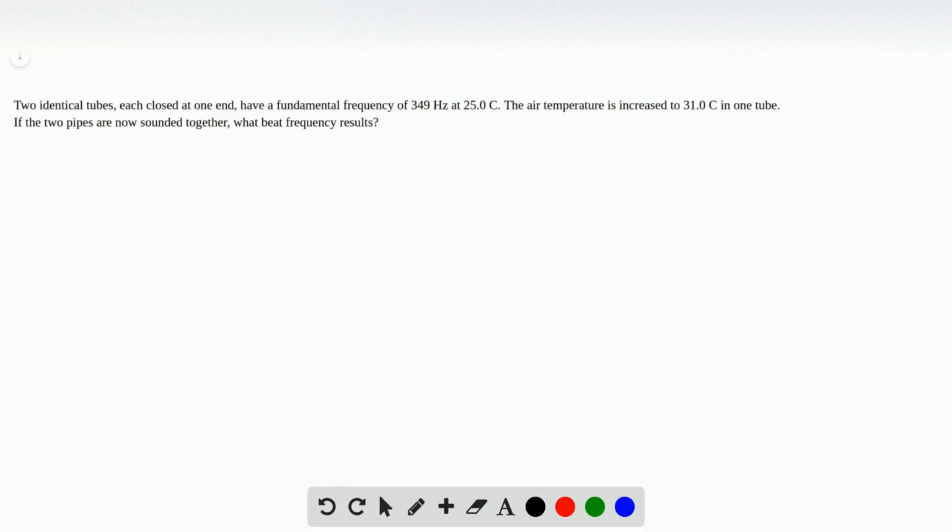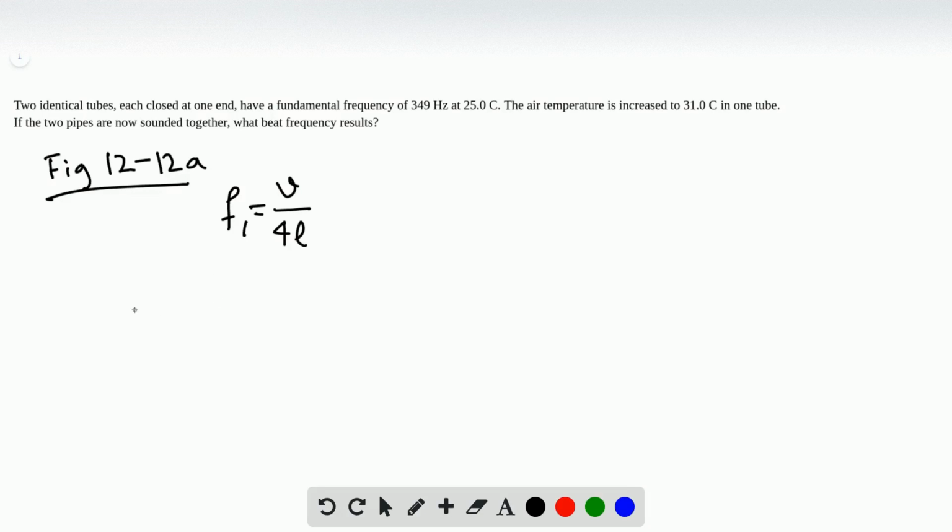Okay, so if we have tubes that are closed at one end, we call that a closed tube. And if we look at figure 12.12a, we get an expression for the fundamental frequency for a closed tube. So we know that the fundamental frequency is the speed of sound over 4 times the length of the tube. Now, this speed will change with temperature. So we have two different temperatures, so that's going to change our frequency.